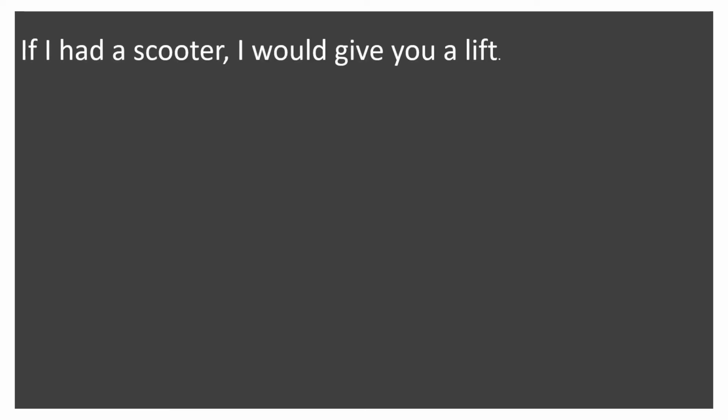So till now, we have seen the first conditional sentences. Now, let us learn about the second conditional. See the sentence. If I had a scooter, I'd give you a lift. If I had a scooter, I would give you a lift. What does it mean?